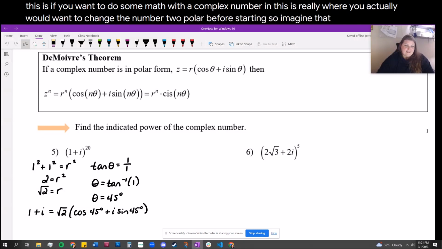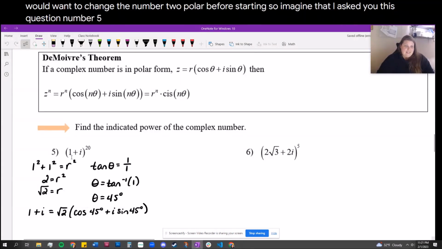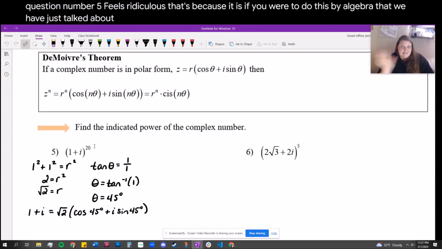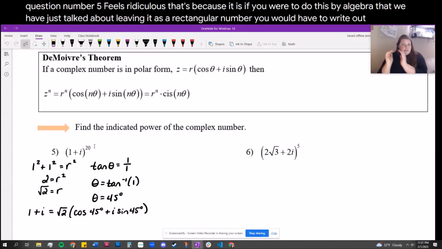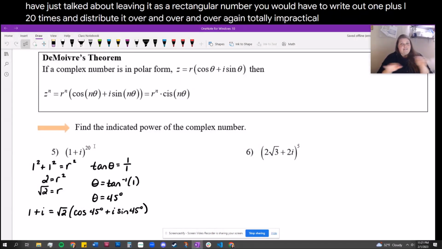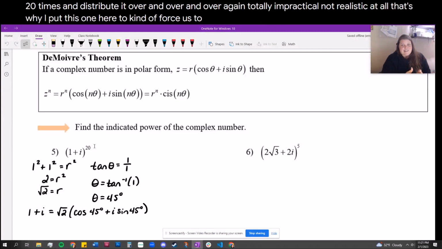So imagine that I asked you this question number 5. 1 plus i to the 20th power. Feels ridiculous. That's because it is. If you were to do this by algebra that we have just talked about, leaving it as a rectangular number, you would have to write out 1 plus i 20 times and distribute it over and over and over again. Totally impractical, not realistic at all. That's why I put this one here to kind of force us to do it this way.